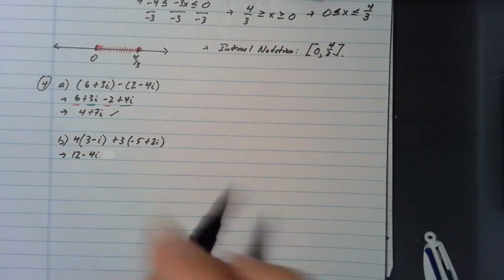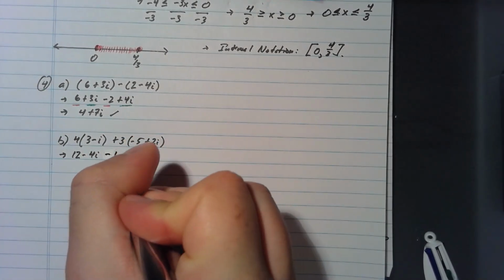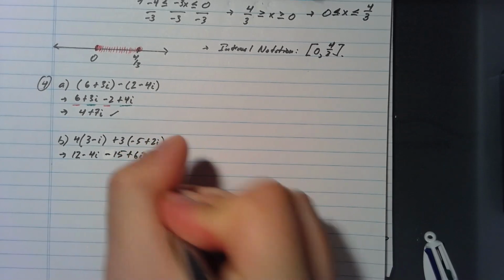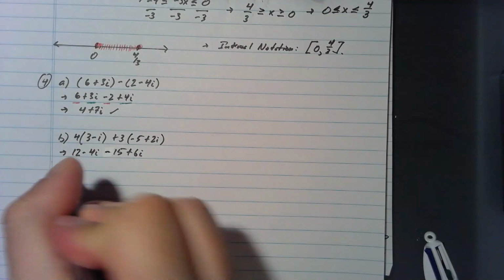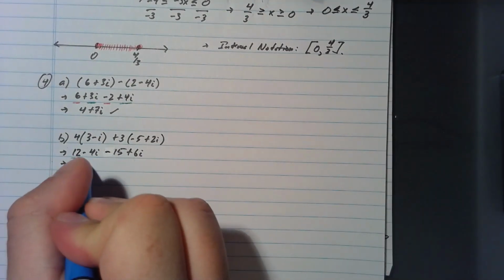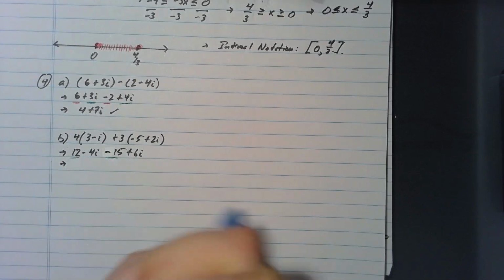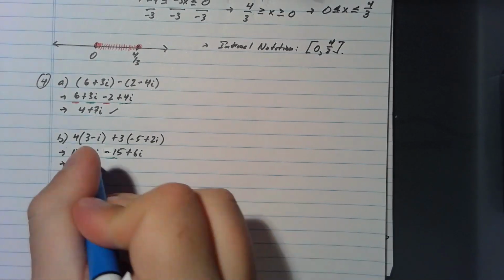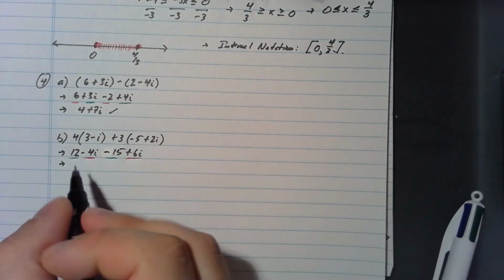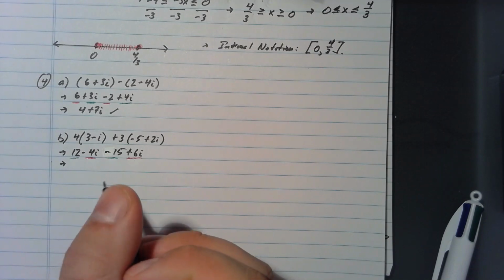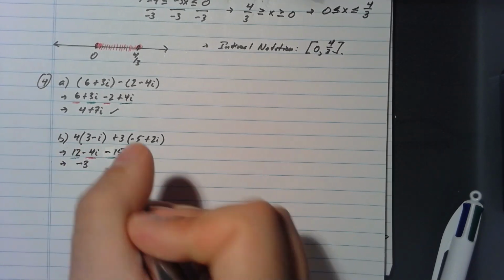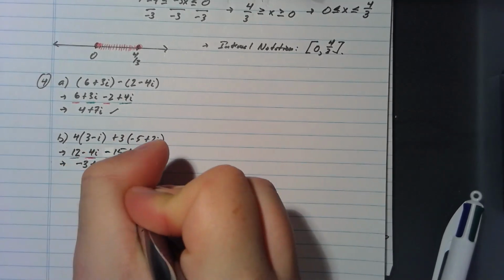So 3 times negative 5 is minus 15. And 3 times 2i is 6i. So 12, and so now it's the same thing as we did up here, right? Here's the real numbers. And here are the imaginary numbers. So the real part, 12 minus 15 is negative 3. Minus 4 plus 6 is plus 2i. That's in standard form.